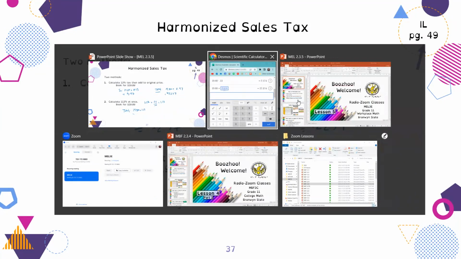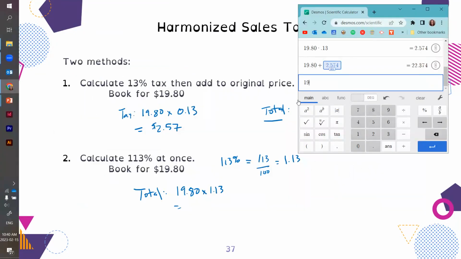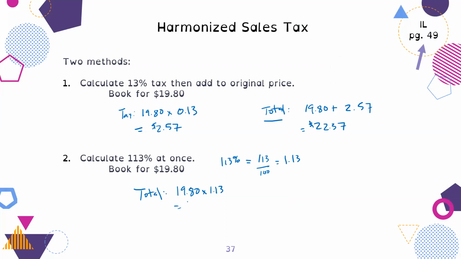If we do that on our calculator, 19.80 times 1.13, we get 22.37. See, we get exactly the same thing, even though we did it in two different ways. So whatever works best for you. In some situations one might work better than the other, and that's fine. You do what makes the most sense for you.